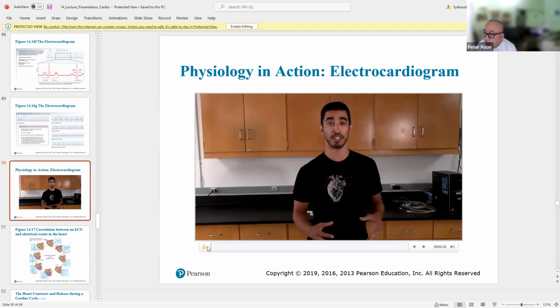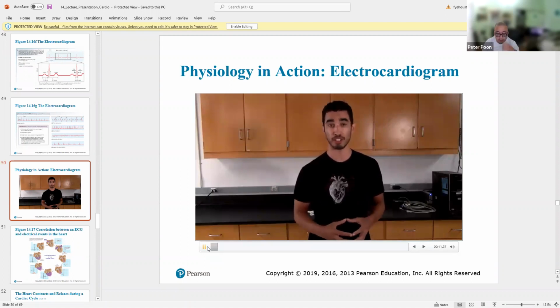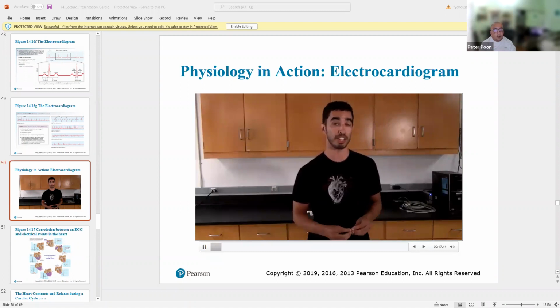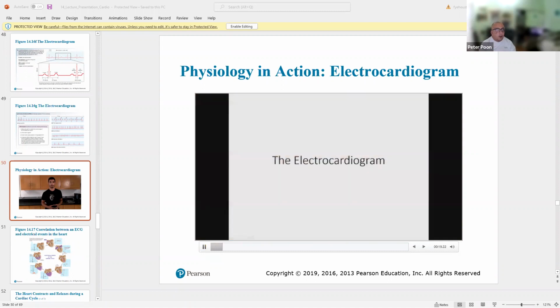The heart is one of our most vital organs and most active muscles in our body. It will beat over 2 trillion times before you reach the age of 50. Health professionals use this simple device called an ECG, or an electrocardiogram, to measure the electrical activity of the heart. In this video, we're going to explain how an ECG works and what it will show you.